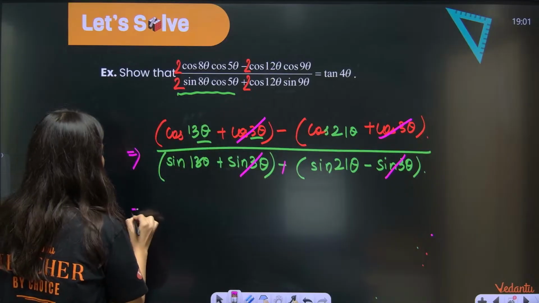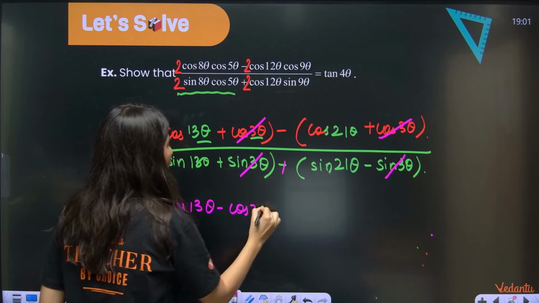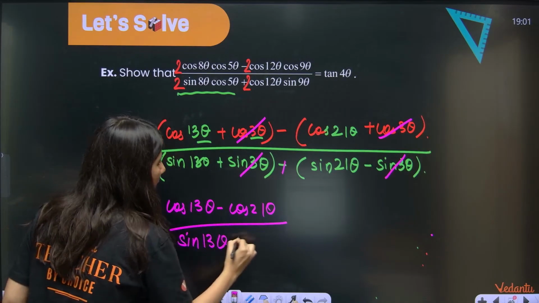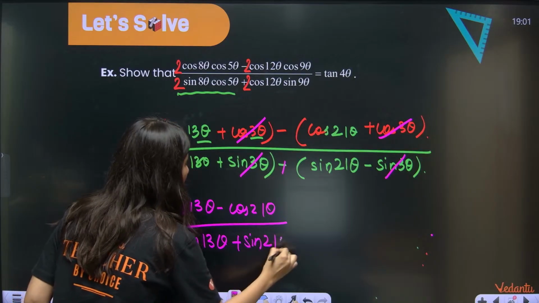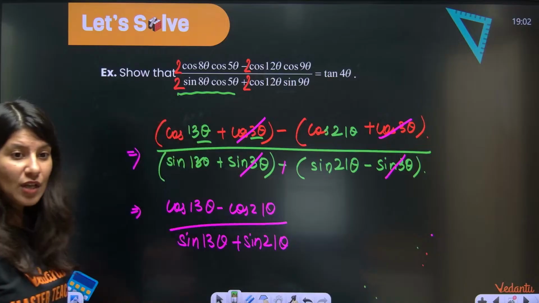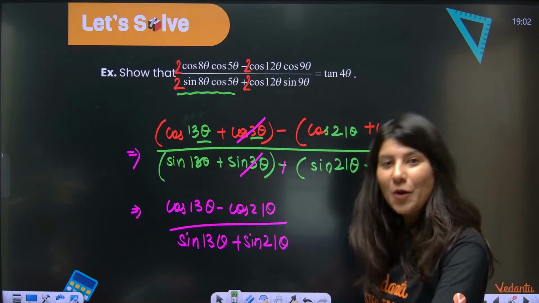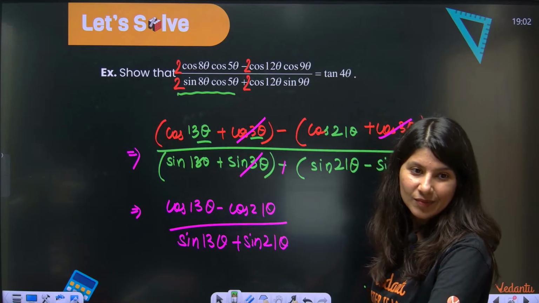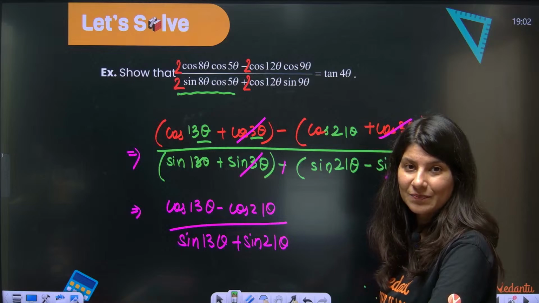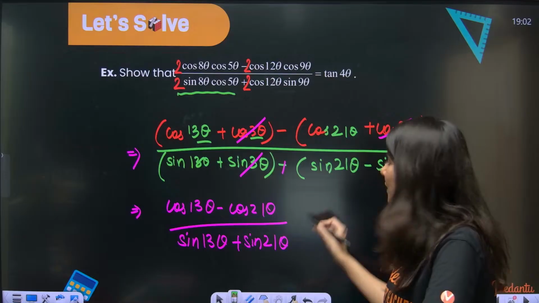So now what we are getting? Cos 13 theta minus cos 21 theta whole upon sine 13 theta plus sine 21 theta. Now what to do? Because we need to prove that this is tan 4 theta. So now one more formula will be applicable. Cos C minus cos D. Remember the previous four formulas. Cos C minus cos D is the last formula.